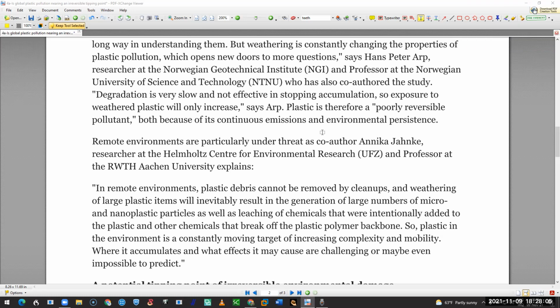Why does Mr. or Mrs. ARP, I don't know, think plastic is a poorly reversible pollutant? What does that mean first? Poorly reversible pollutant. What do you understand from this? It is difficult to recycle or reverse. Yes, recycle, we can say plastic, that too. This pollutant. It means it is difficult to get rid of this pollutant, either by recycling or through natural processes. Okay?